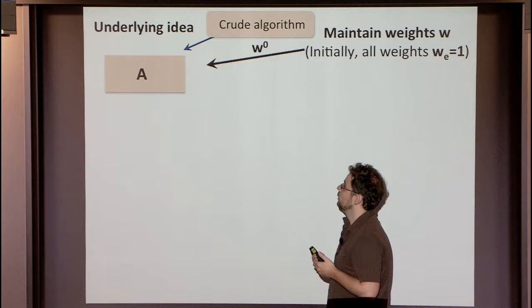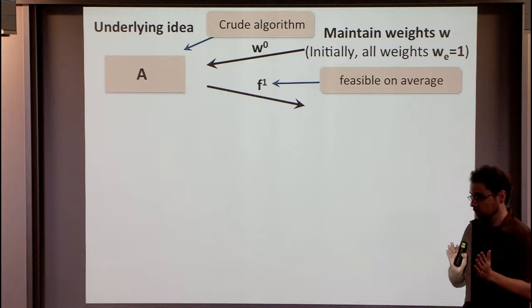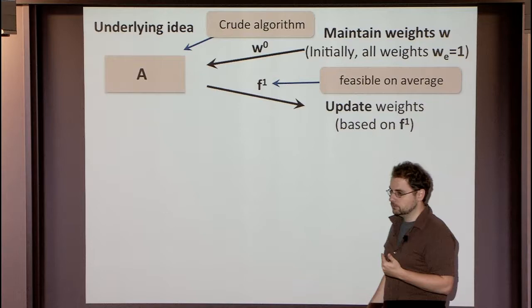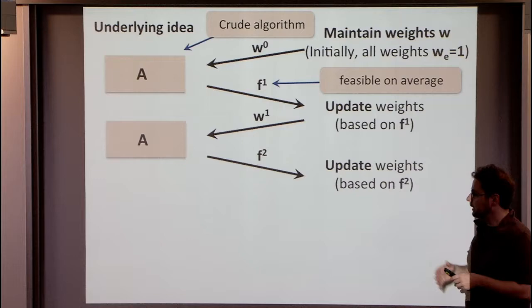So what we know about this flow is that it is a flow of value f star, and also that it's feasible on average with respect to the weights that we provide. So we will get some flow, and then based on this flow, we'll update our weights somehow. Then we have new weights, so we will send these weights again to the crude algorithm. This will again give us some flow back, and we will look at this new flow, update our weights based on that, and just keep doing this for some number of iterations.